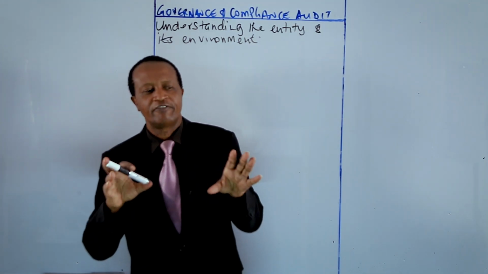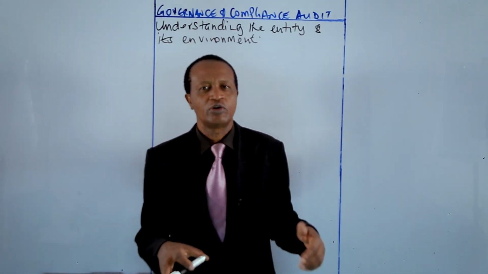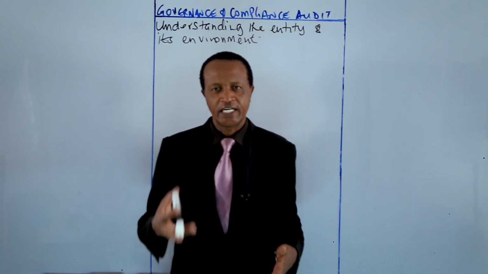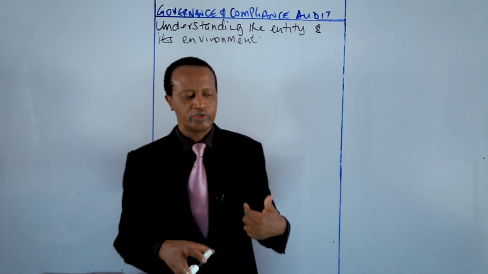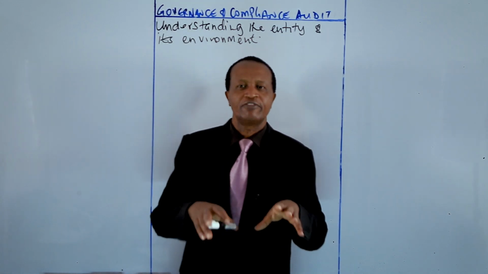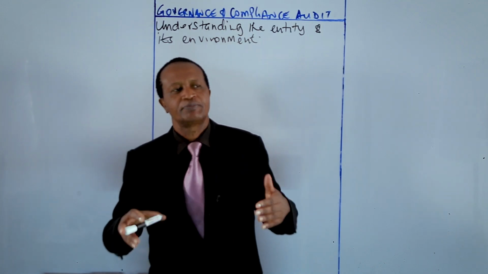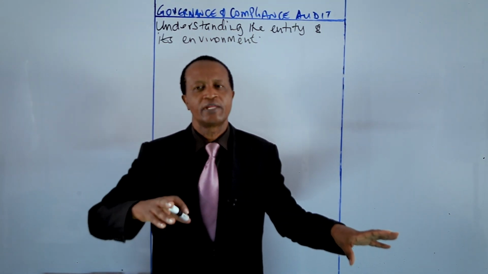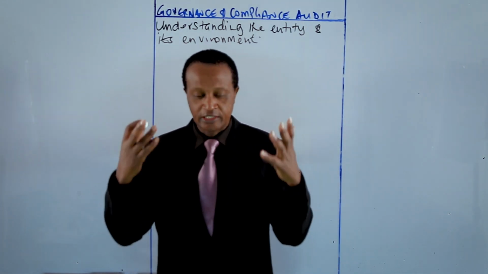which is a foundational and continuous process throughout the planning phase of a governance and compliance audit, because it provides the necessary context to identify and assess risks, to define the audit scope, and also to design effective audit procedures. And this phase goes beyond a simple review of documents, but it also involves gaining a deep and holistic view of the organization that is being audited.